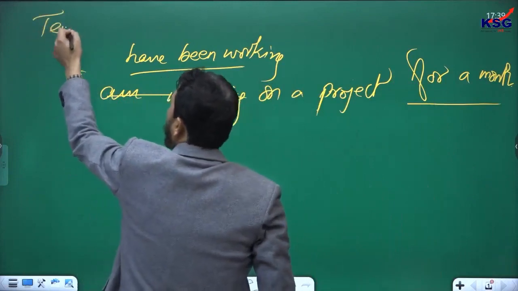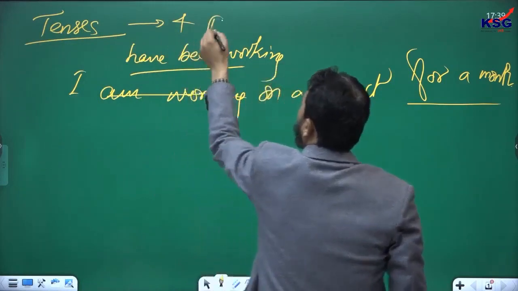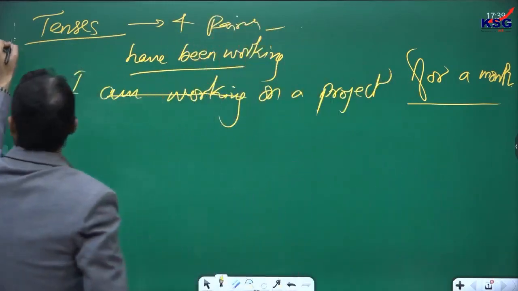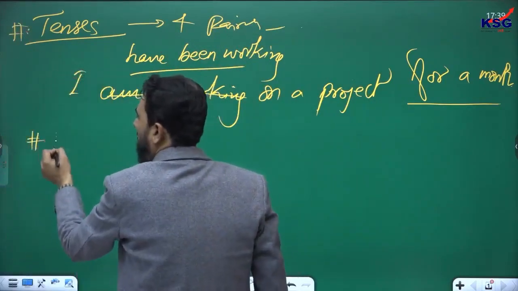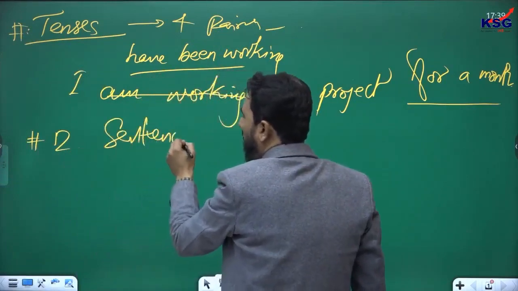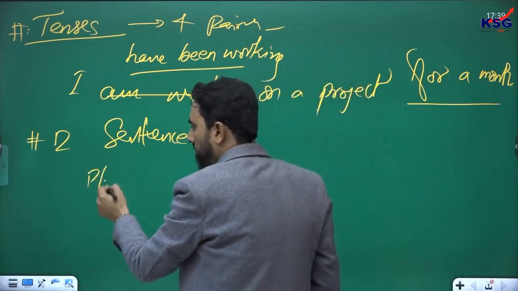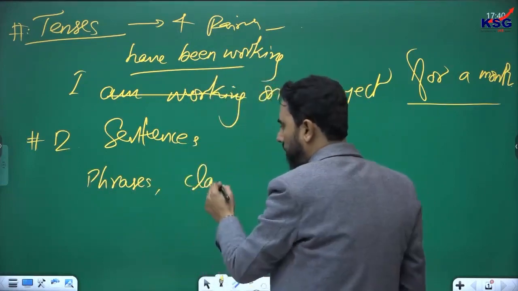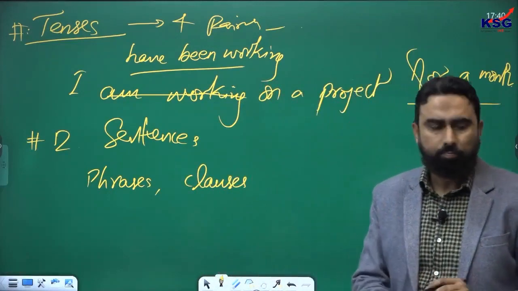The tenses we discussed at length. At length, I mean that all the 4 pairs, confusable pairs, were discussed with you. And then I told you about the sentences. And while talking about the sentences, I discussed phrases and clauses. The units.